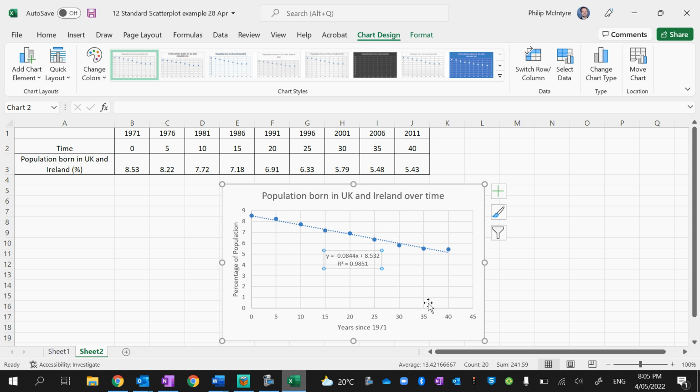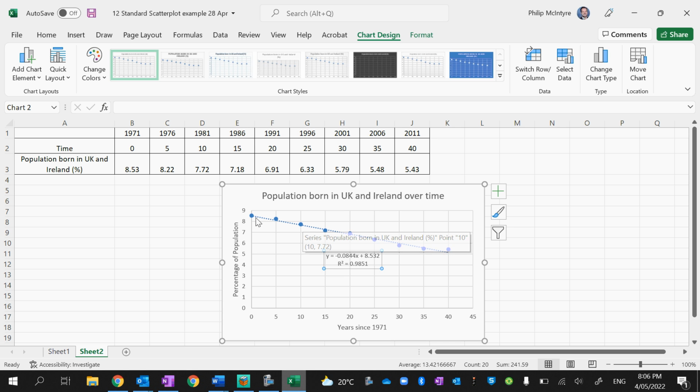As time has passed, the population has steadily declined. So basically, y is equal to negative 0.08x plus 8.532. So the negative 0.08 is my gradient, and the 8.5 is my y-intercept. That's how we do it. So we give an answer to the first two parts. And to interpret, the question says, interpret the gradient and vertical intercept in the context of the data.